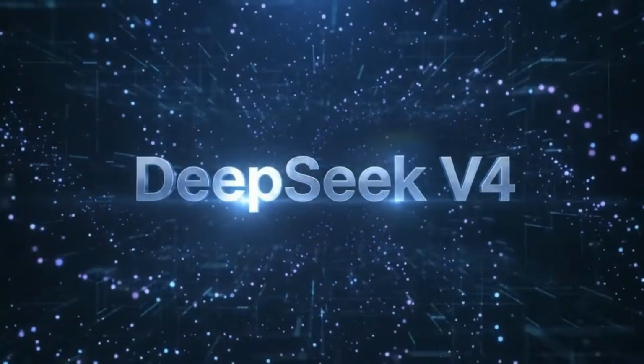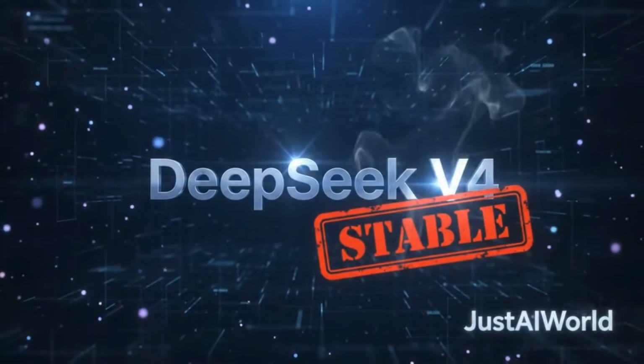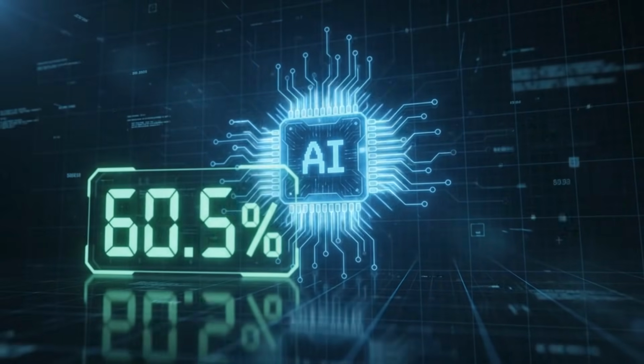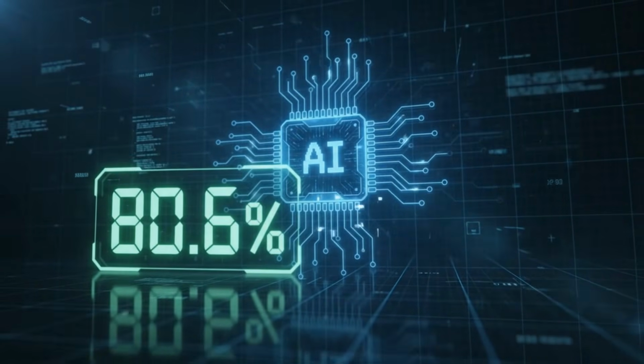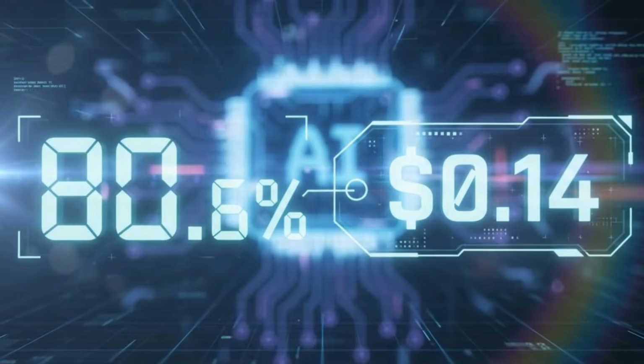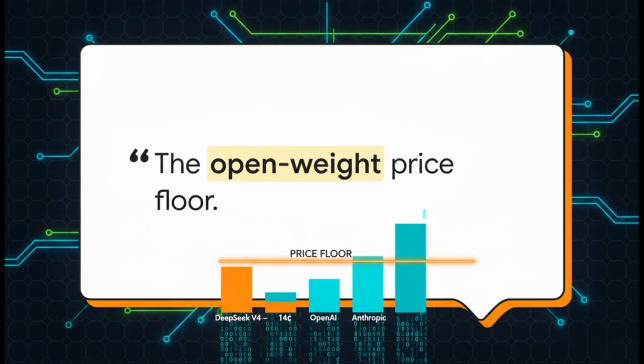Okay, let's start with the most mind-blowing number we have today, 14 cents. Seriously, 14 cents per 1 million input tokens for their new V4 Flash model. Just let that sink in for a second. In a world where computing costs can literally choke a startup to death, this completely shatters everything we thought we knew about what high-quality AI inference is supposed to cost.